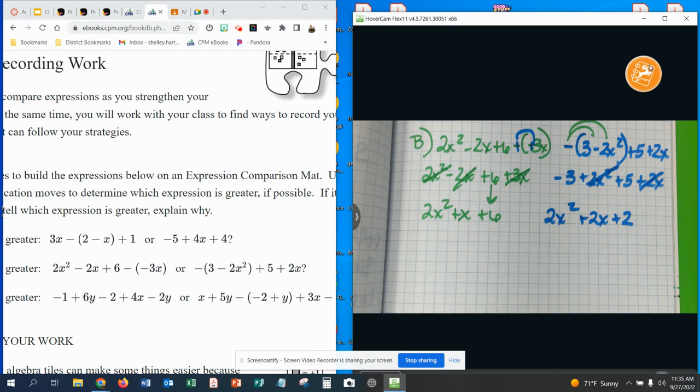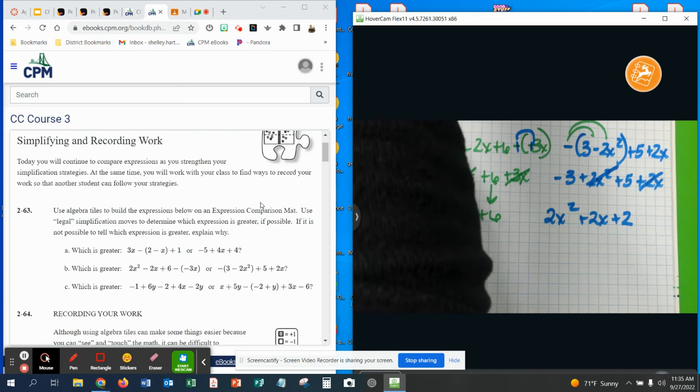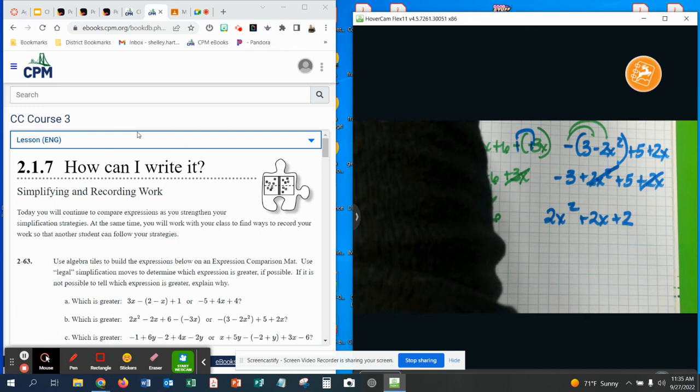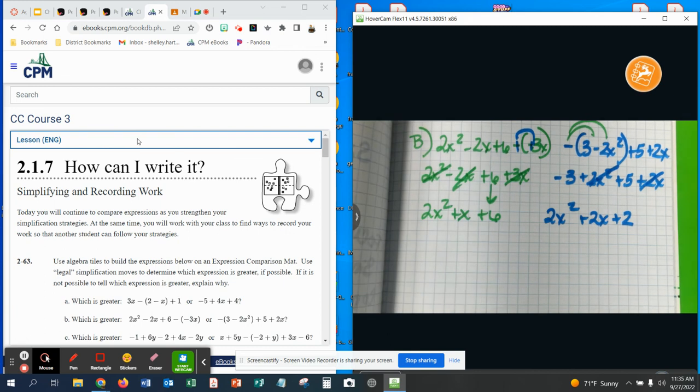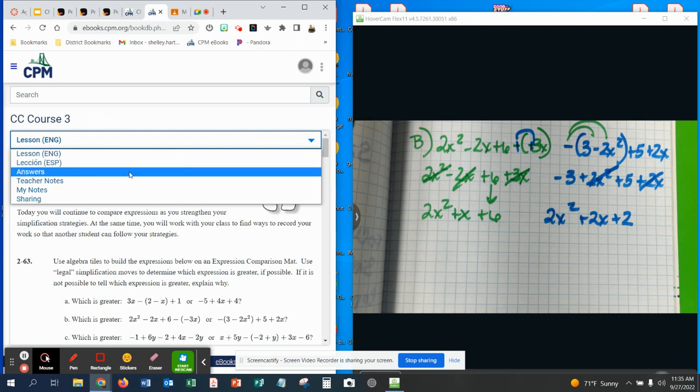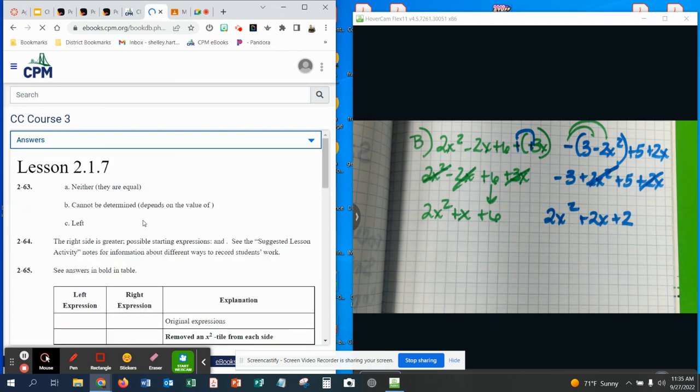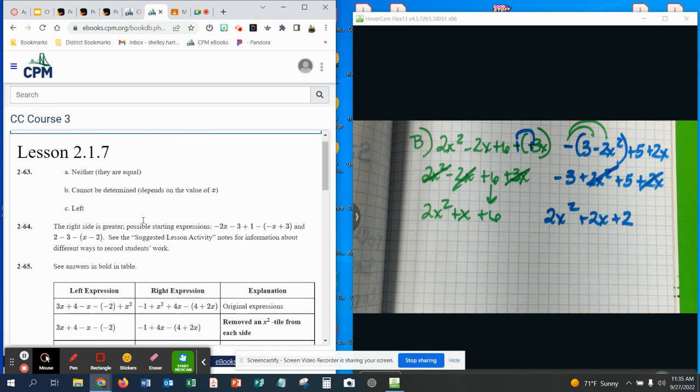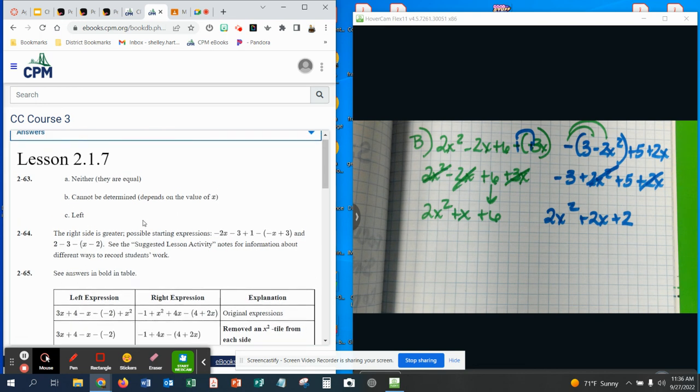Okay. Because it's 2x squared plus 2x, the other one we have 2x. I get that. That's true. The reason why 2x squared plus 2x plus 2 is greater is because 1x has a bigger value than 6. Okay. Anybody else? Lucas. I agree with David because 2x squared plus 2x plus 2 is bigger because 2x definitely has a bigger value than just 1.